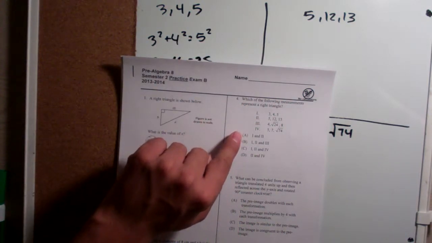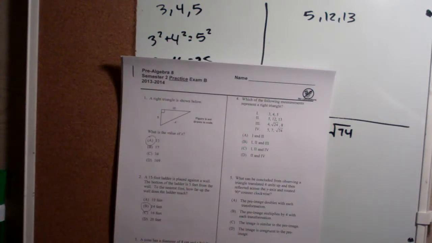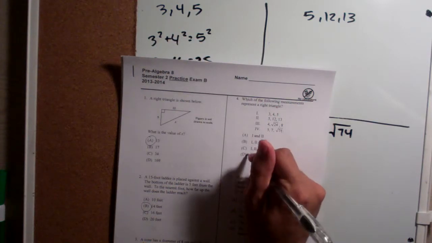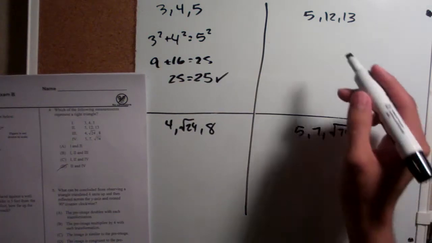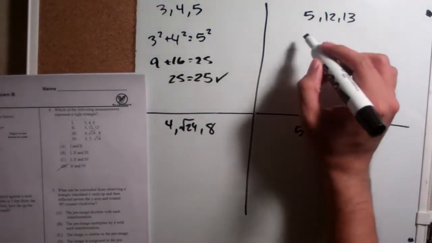Okay, so I know that in contention we have A, B, and C. We can cross out D because it doesn't have a 1 there. Alright, going to number 2. Number 2, we have 5, 12, and 13. So let's go ahead and put this in.